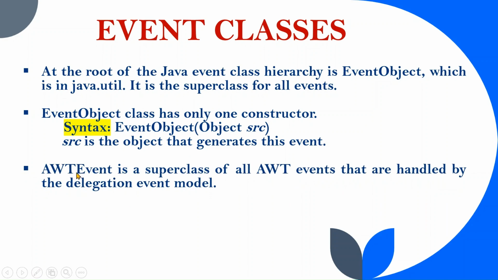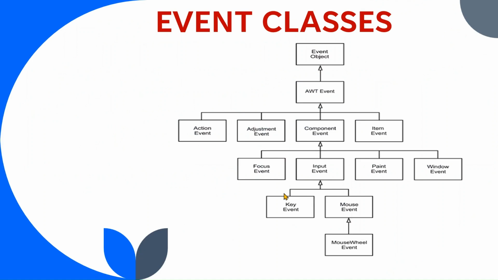Now we have one more class. AWTEvent is a superclass of all AWT events that are handled by the delegation event model. When you talk about the delegation event model, we have a source and listener concept. We'll see that in further slides. But for event handling in AWT, the Abstract Window Toolkit, we have a superclass called AWTEvent exclusively for AWT events.